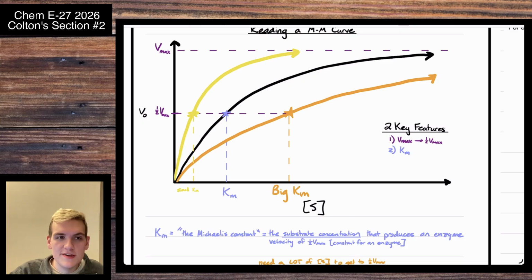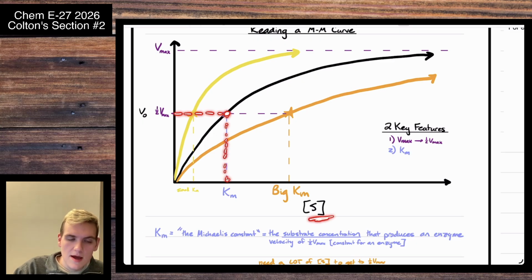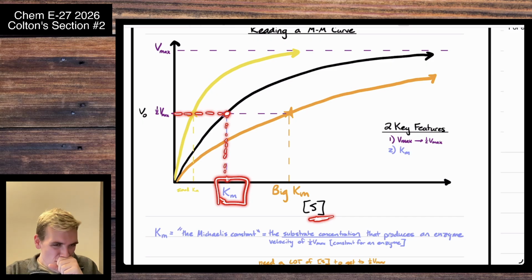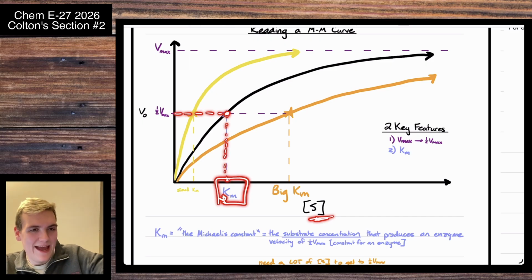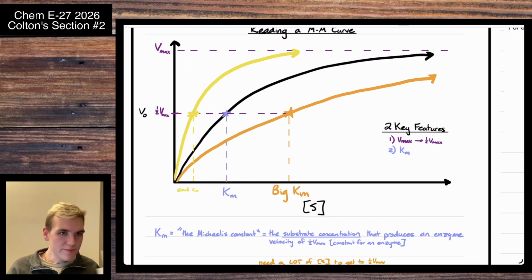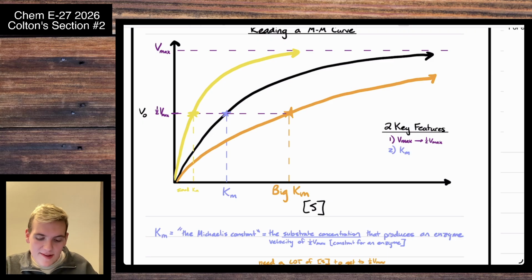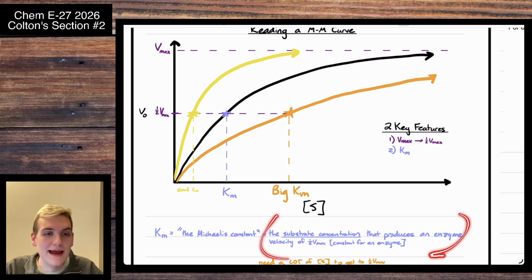The second thing that you need to notice is if you go from that half Vmax line over and hit the curve, and then look at what is the solute concentration, or substrate concentration, sorry, associated with that, that is this thing that we call the Km. So, the Km is the Michaelis constant, and this isn't the real definition of it, but it is a functional definition that will get you through the day.